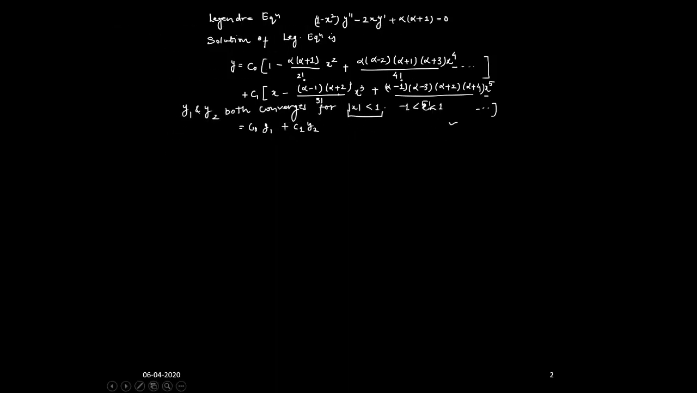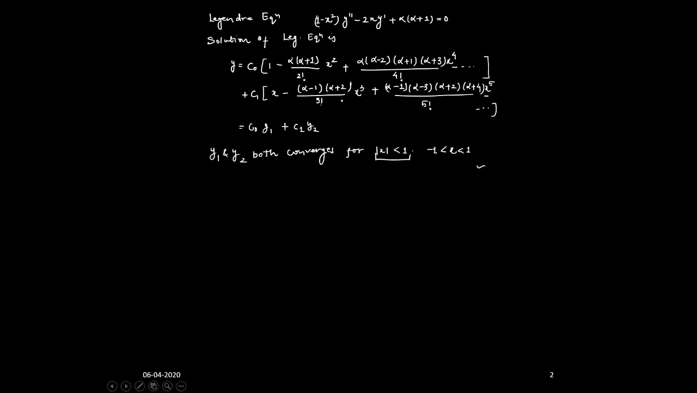Both of these series are convergent, for x between -1 and +1. This can be verified easily using the series convergence test. Now, y1 contains even powers of x, and y2 has odd powers of x.